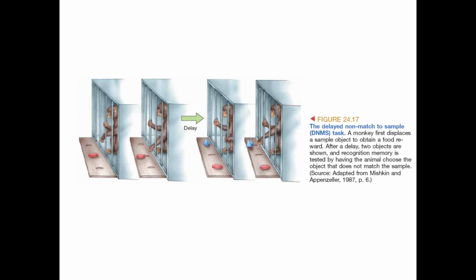Then we came to this figure finally. This is a delayed non-match to sample task. In this case, the monkey is shown one stimulus, for example this red circle, and then after a delay period he is presented with two stimuli, and he has to choose the one different from the one that was presented before. That's why it's called non-match to sample task.